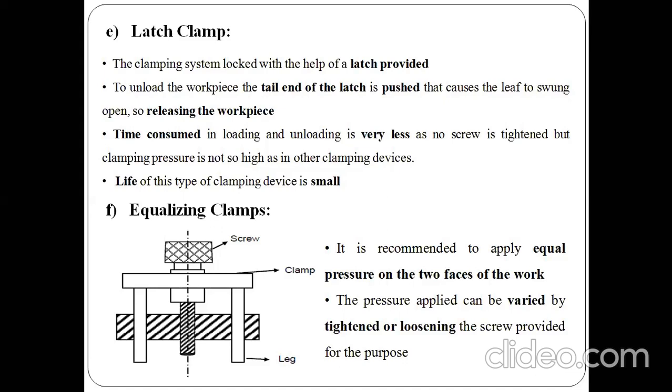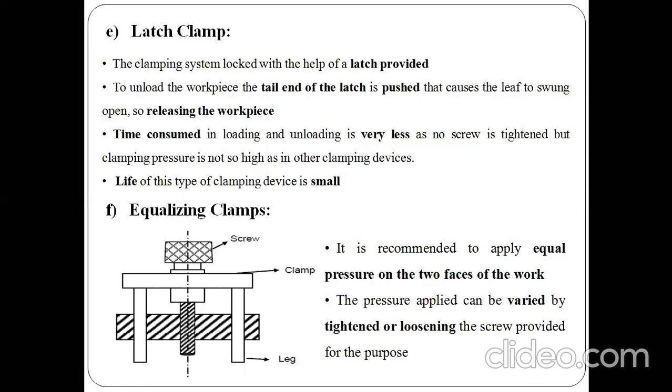You can identify equalizing clamp from the figure. It is recommended to apply equal pressure on the two faces of the workpiece. You can apply pressure by using equalizing clamp on two faces of the workpiece. You can identify from the figure here. With the help of the screw, then the clamp, and these two legs are provided to apply the proper pressure over the surface of the workpiece. The pressure applied can be varied by tightening or loosening of the screw, which is provided at the top surface of your clamping element. So this is your equalizing clamp.